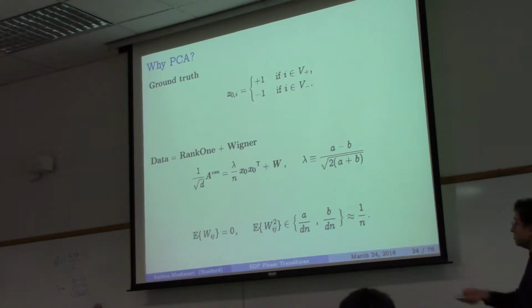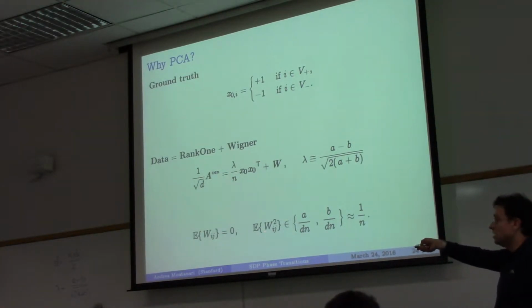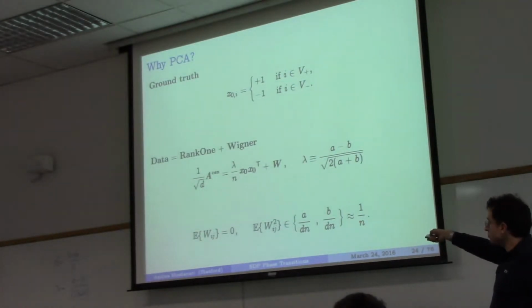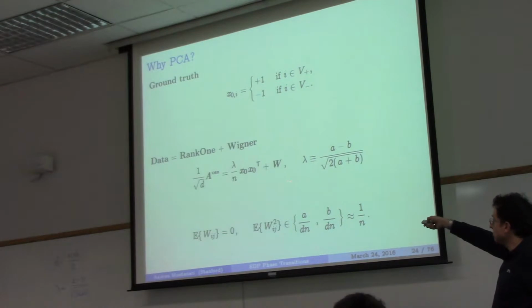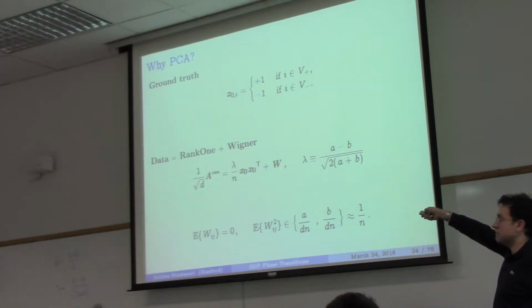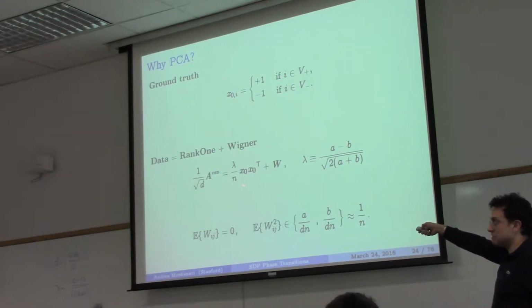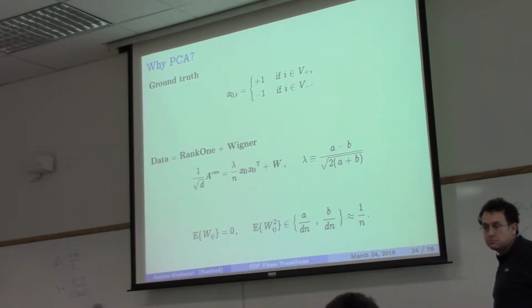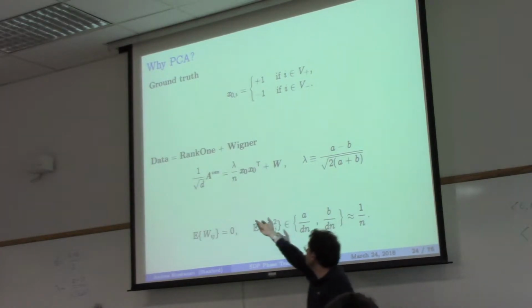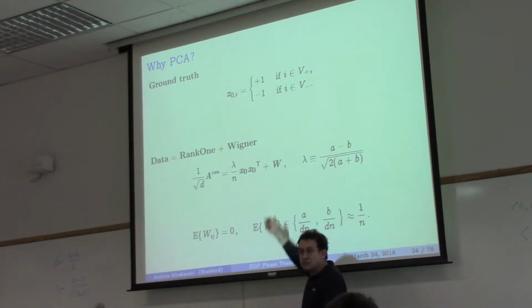Now the difference with respect to its expectation is a matrix of zero expectation. And the reason for this normalization is that the variance of its entries is 1 over n. So this looks like a Wigner matrix. So you would say, okay, this is a rank 1 matrix plus a Wigner matrix. The norm of this Wigner matrix is of order 1. The norm of the rank 1 matrix is lambda. So if lambda is a constant, PCA should work. If the operator norm of this beats the operator norm of this, it should be in good shape.